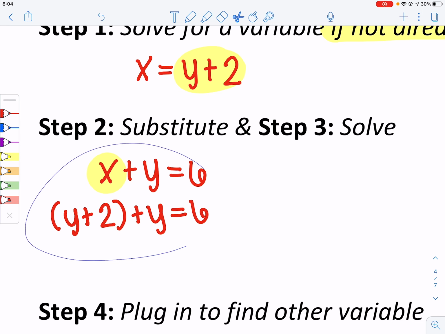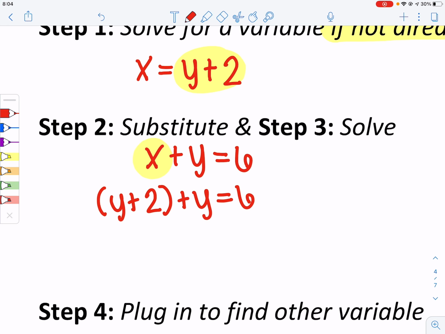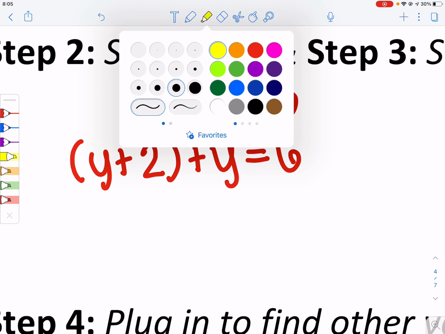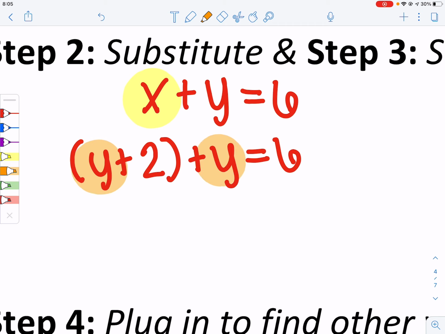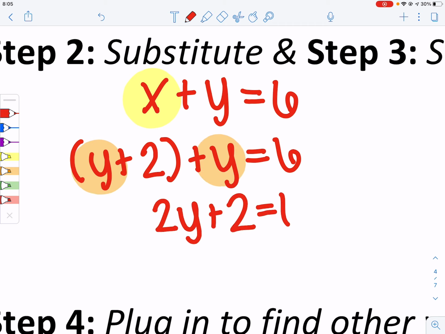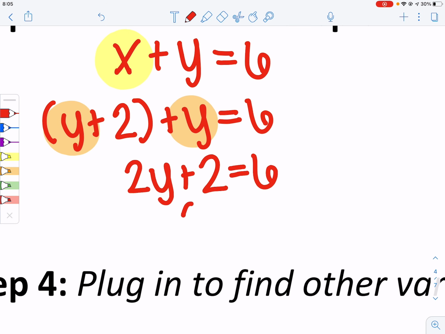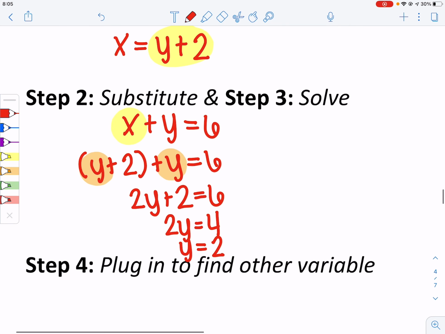Okay, now I just have to solve for y. So we have 1y here, 1y here. So we have 2y plus 2 equals 6. Let's subtract 2 on both sides. We have 2y equals 4. Divide both sides by 2, and you get y equals 2.